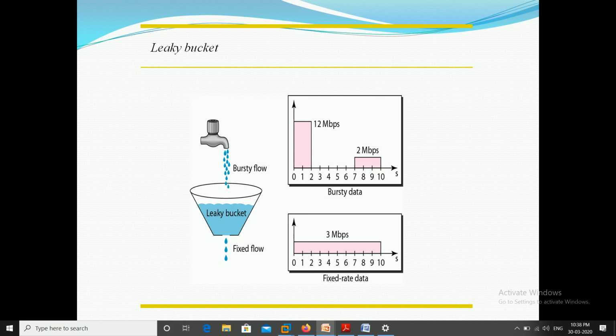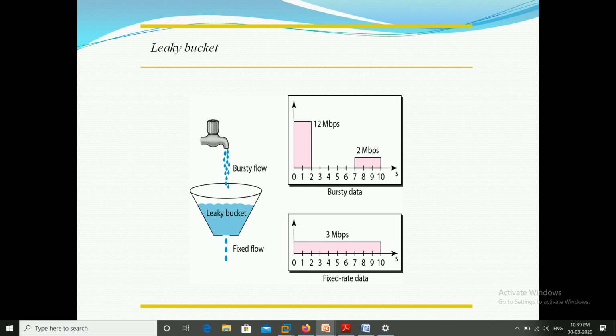See, we have a bucket. The bucket is under the tap. The tap has maybe higher speed or maybe lower speed. Let's say they have a bursty flow of water, but there's a hole in the bucket. Now the water outlet from the bucket is at a constant rate.